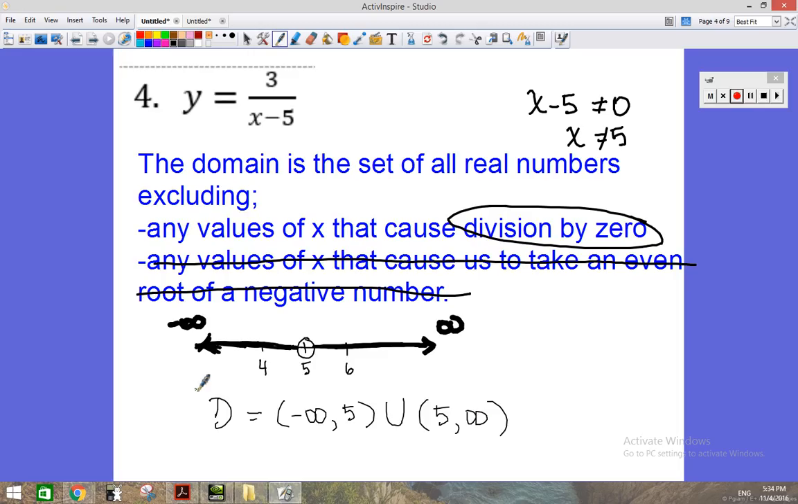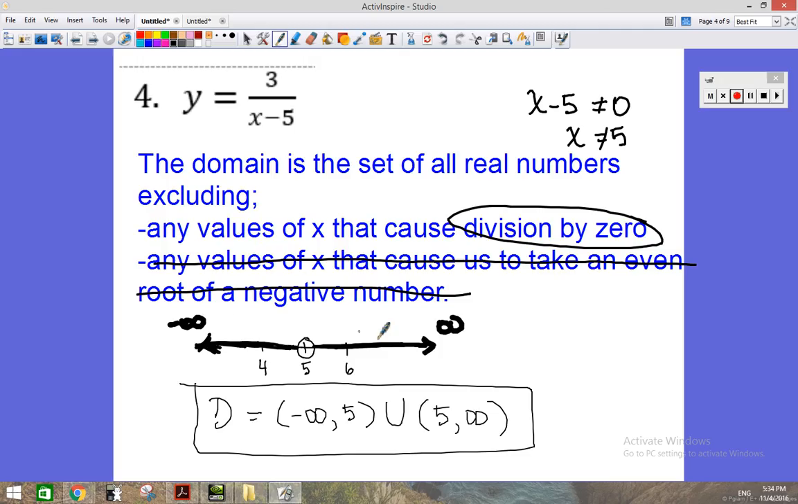Any one of those values, and you plug it into this relation, you let x equal any one of these numbers, and you'll get a related y value. You'll get a corresponding y value. Hope that helps.